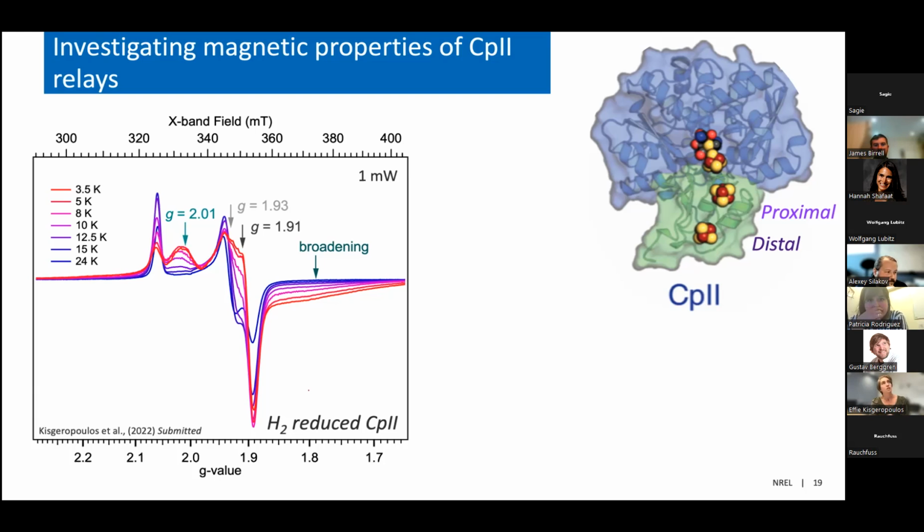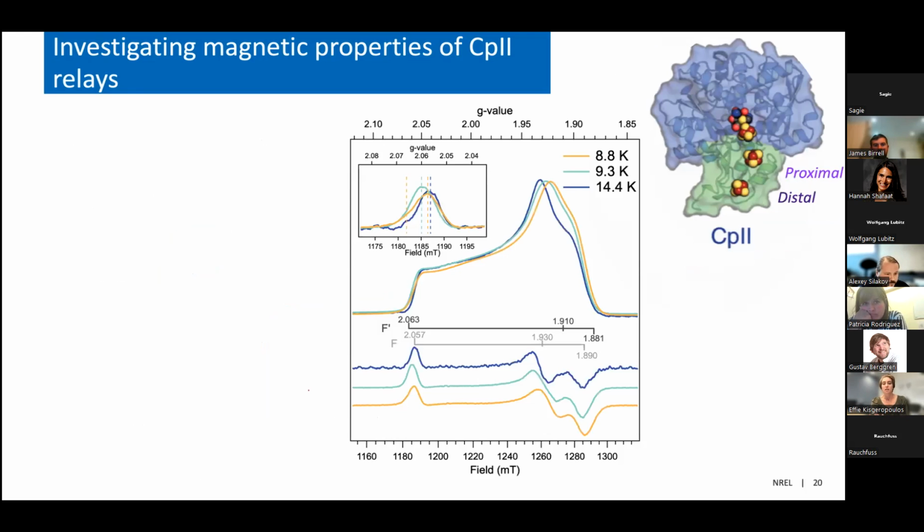So I turned to using Q-band, multi-frequency EPR. I did pulse Q-band EPR at different temperatures to start to recreate that temperature dependence. Here I have shown three different temperatures of the same type of sample reduced with hydrogen. I have the G values on here, but I just wanted to show them all on top of each other because it's easier to see the differences in temperature before I show the simulation.